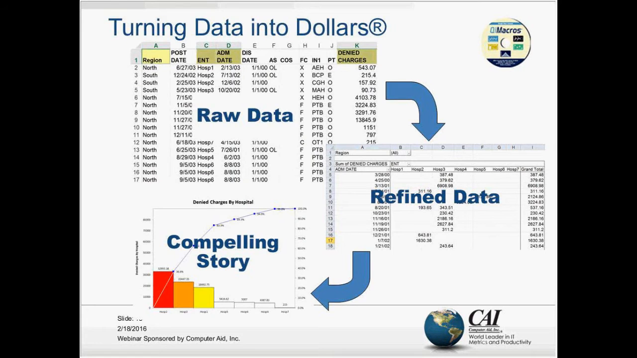All right. So turning data into dollars, we start off with raw data that's in some sort of Excel table, and these are line-by-line transaction kind of things. So in one hospital, Hospital 1, we had some denied charges. And so there's all this raw data out there about where things are occurring. I often go in and work with hospitals and other companies, and I find people manually trying to summarize this data by hand. And I'm going, well, have you ever heard of pivot tables? And they say, well, what's a pivot table?